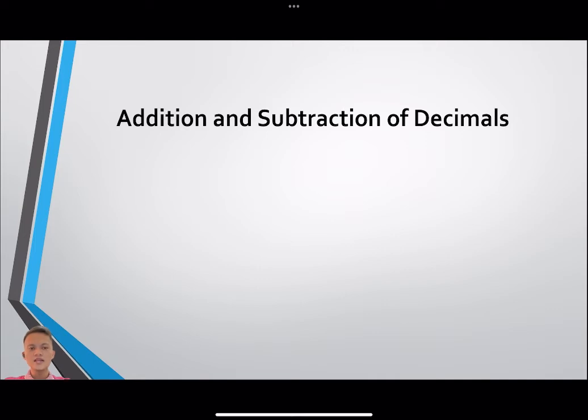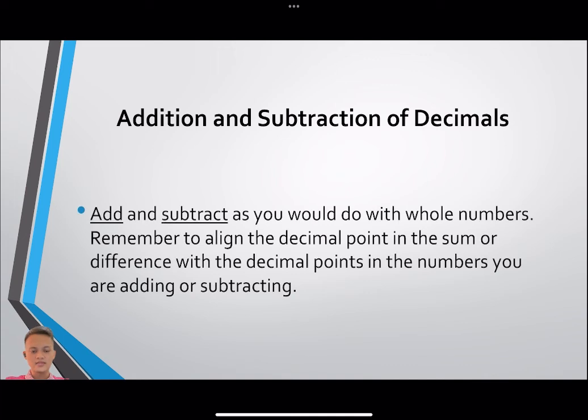We are going to add and subtract decimals. Now, to add and subtract decimals, you add and subtract them as you would do with whole numbers. But remember to align the decimal point in the sum or difference with the decimal points in the numbers you are adding or subtracting. So, pag nag-add tayo and subtract ng decimals, para lang tayong nag-add and subtract ng whole number. But this time, kailangan nating i-align ang decimal point ng isang decimal sa another decimal.